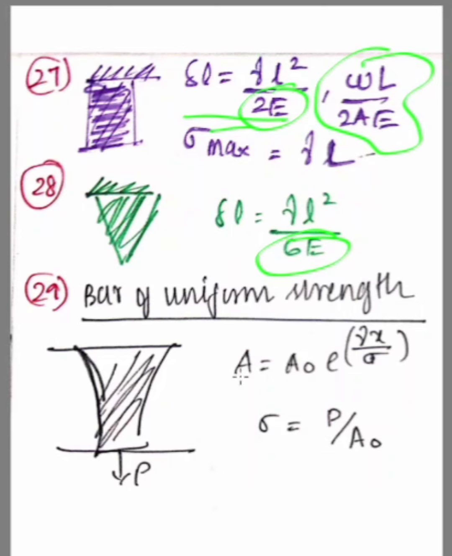And next is bar of uniform strength, A equal to A naught into e raised to gamma x divided by sigma. So you can get a question from this formula.